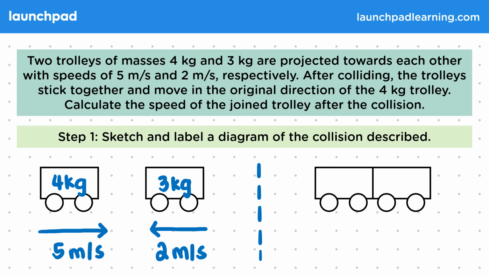Now for after the collision, we know that the two trolleys join together as a single object with a new mass. For now, let's write back in their individual masses so we can work out the combined mass later. We're told that the combined object moves in the same direction as the 4 kilogram trolley, so we'll put an arrow showing it also travels to the right. Then we're asked to find its speed, which we'll label as v. Because of the direction given, we should expect a positive value here.